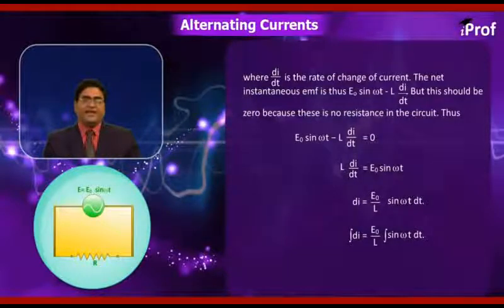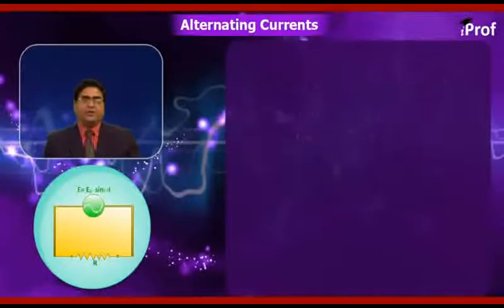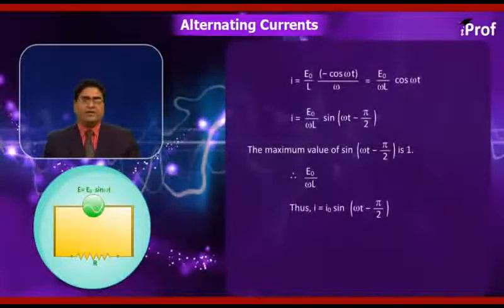Integrating both sides, we have integration di equal to E naught upon L integration sin omega t dt, or I equal to E naught upon L into minus cos omega t upon omega, equal to minus E naught upon omega L cos omega t, or I equal to E naught upon omega L sin of omega t minus pi by 2. The maximum value of sin of omega t minus pi by 2 is 1. Therefore E naught upon omega L is the maximum current in the circuit.